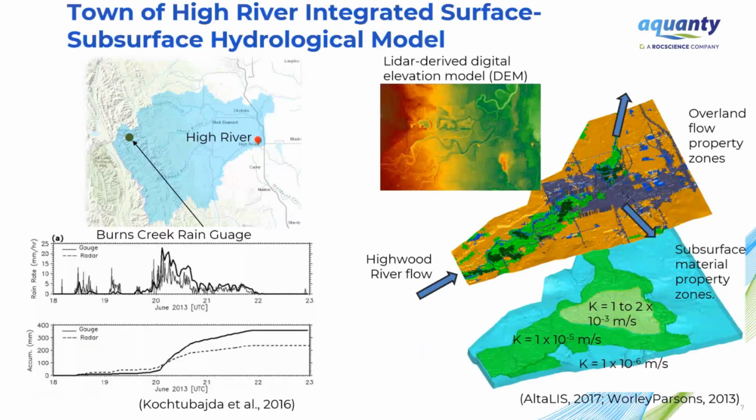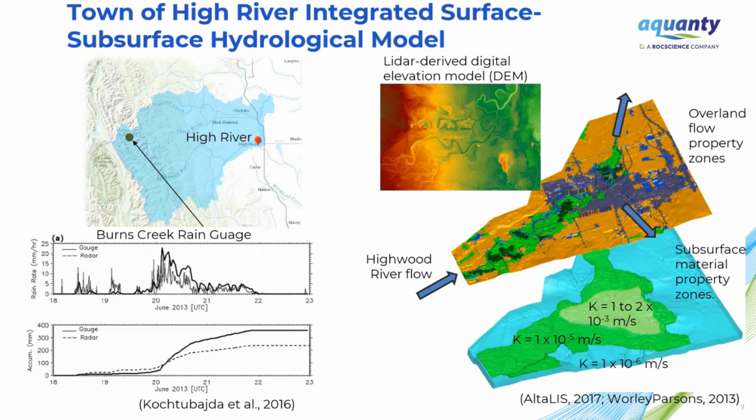Okay, so now to look at the case study. This is the town of High River integrated surface-subsurface hydrologic model. The model I'll be presenting today is the town version. It's a higher resolution version that spanned the limits of the town itself. We also built a watershed scale model for the Highwood River Basin to produce the inflow to the town of High River model. I will get into that a little bit in the following slide.